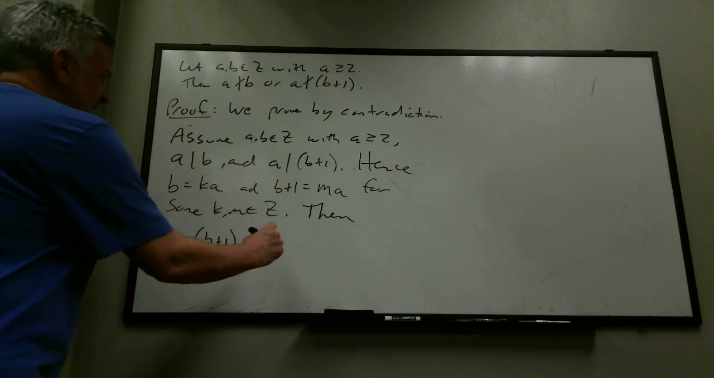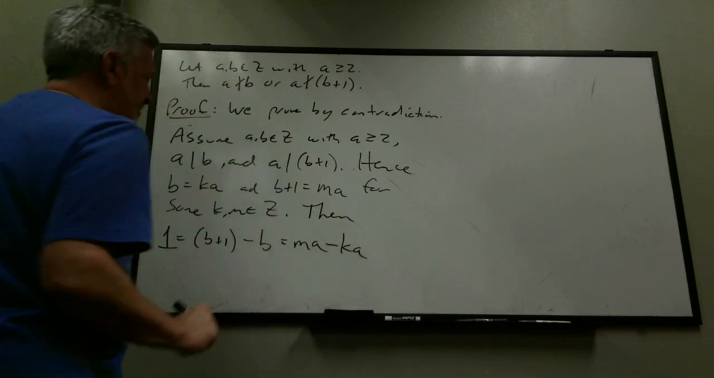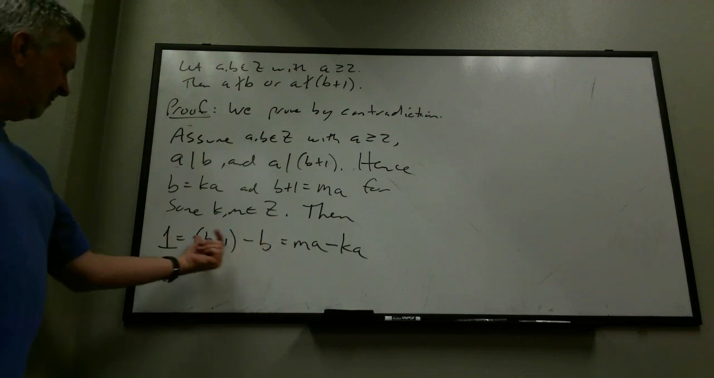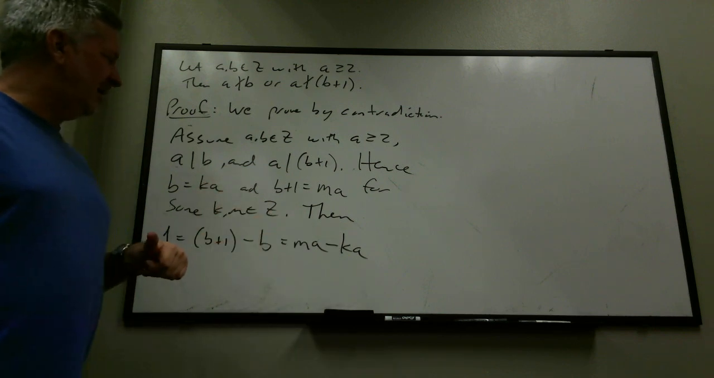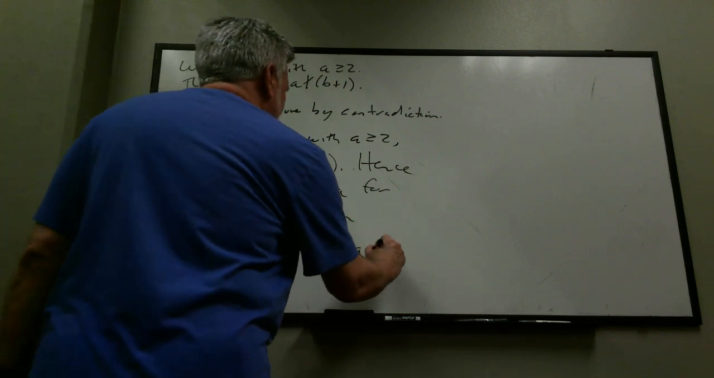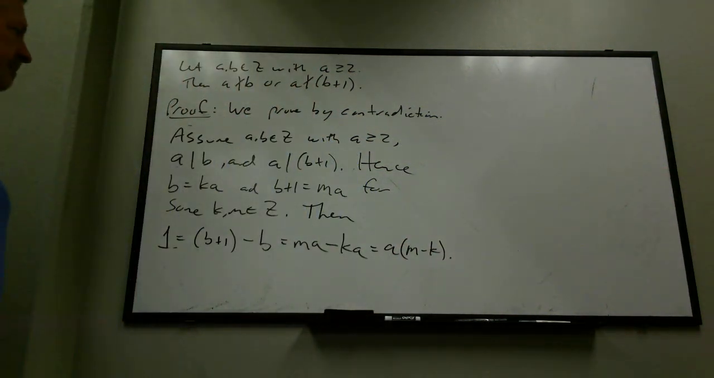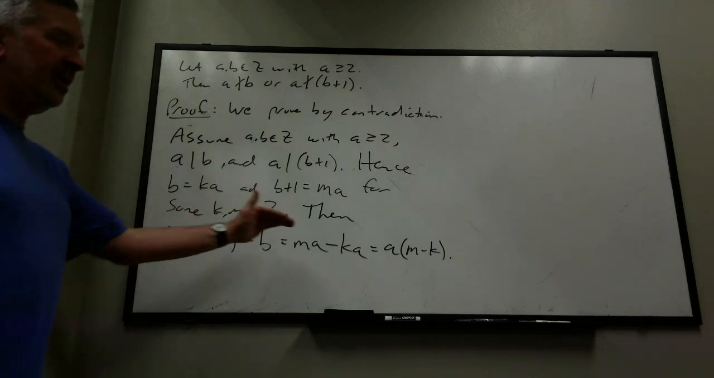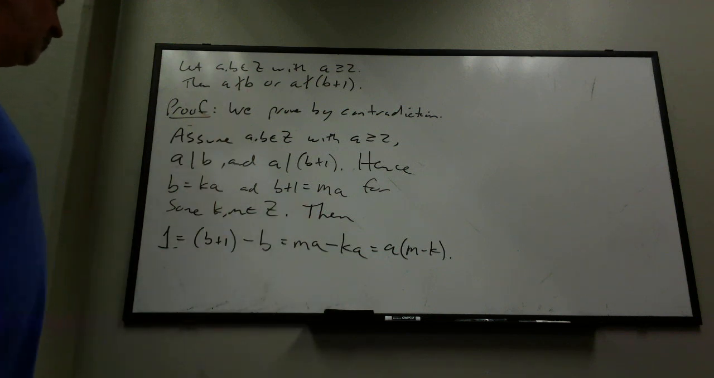B plus 1 is MA, and B is KA. So I have 1 equals B plus 1 minus B, so this is a true statement. B plus 1 we said is MA, and B is KA. And this is just begging for me to factor out an A. Okay? So this is a true statement. Again, you may say, where are you coming up with this? You'll see. This may not be something you come up with on your own, but I'm showing it to you so this idea will be in your head in the future maybe.